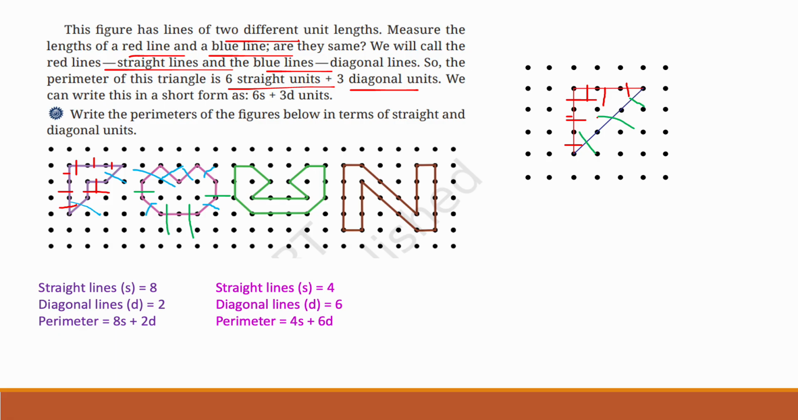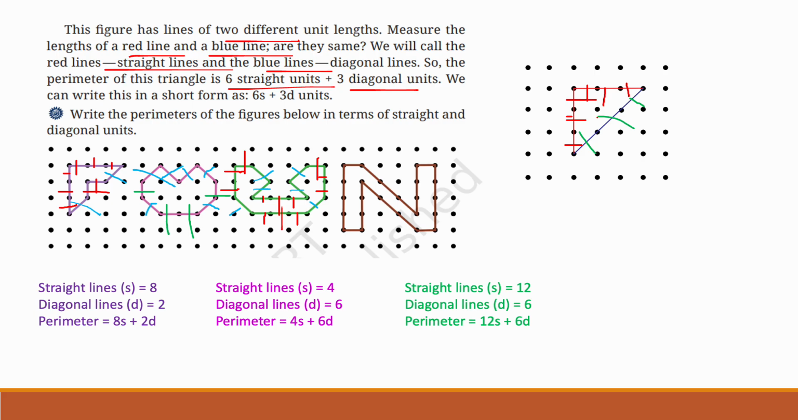Then see the next figure. How many straight lines are there? See 1, 2, 3, then 4, 5, 6, 7, 8, then 9, 10, 11, 12. So 12 straight lines are there. Then how many diagonal lines are there? See 1, 2, 3, then 4, 5, 6. So 6 diagonal lines are there. So the perimeter is 12s plus 6d.